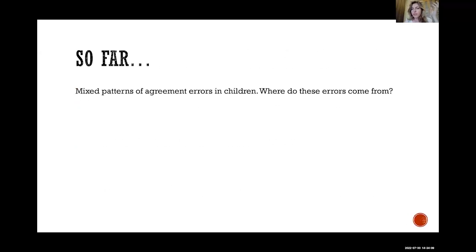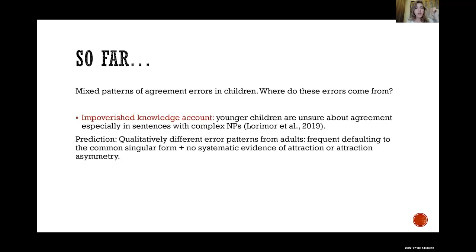So we have mixed patterns of agreement errors in children, and we still want to know, why do children make agreement errors? There are two main hypotheses. One is that they make so many agreement errors because they don't know better. Maybe children haven't yet mastered the rules of subject-verb agreement in English. There are some reasons to believe that this could be true. For example, Lorimer and colleagues presented a really beautiful corpus analysis showing that preschoolers are rarely exposed to sentences with complex NPs. So if direct exposure to such structures is necessary, then we might think that children just don't know how to compute agreements in such sentences.